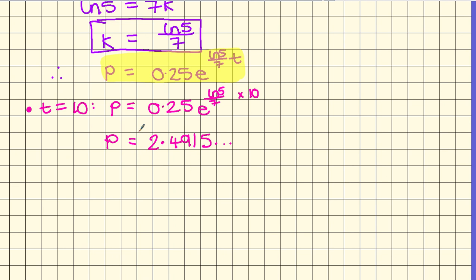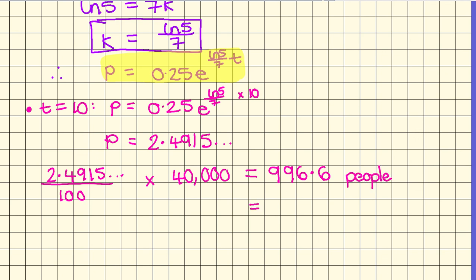So this is obviously a percentage, so 2.4915, that's a percentage, so I'm just going to put that over 100 and then times by the population, which is 40,000. I'm just going to set that up on my calculator. So that's going to give me 996.6 people.